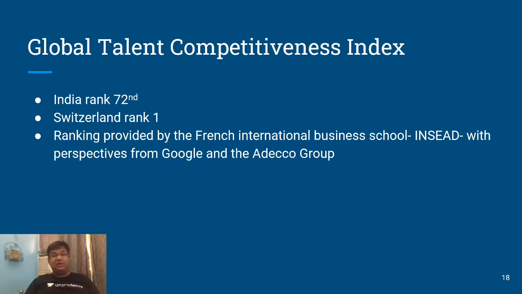This ranking has been provided by a French international business school, which is INSEAD. I'm sure you have heard of INSEAD, one of the top B schools in the world. One of the dream destinations for a lot of people, and many of you might also be considering going abroad. So INSEAD could be one of the best options. You will also need perspectives from Google and Adecco. These are a couple of those which have provided some of the data in this. Google obviously gets a lot of data because the maximum number of people are searching on Google, and Google has a very strong analytics wing. So all of this included, Google is obviously one of the most reliable data sources for these companies to compile data.